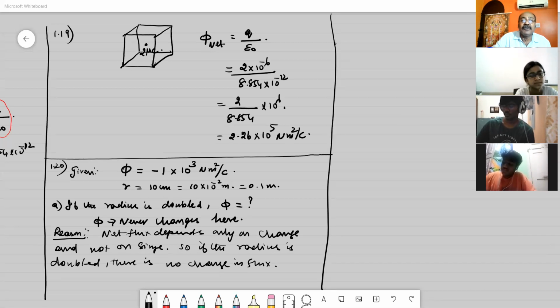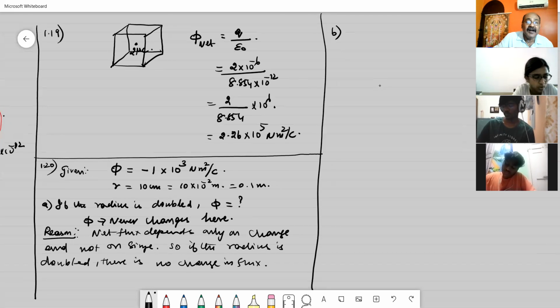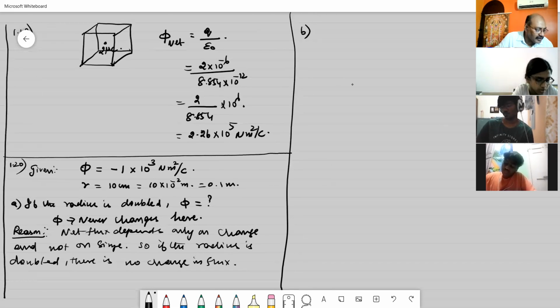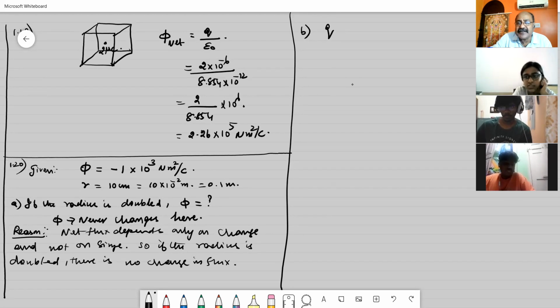Okay. What about option B, the second subdivision? It is asked, what is the value of the point charge? So you are asked to calculate the value of the point charge. See, we know the flux phi is equal to Q divided by epsilon 0. So the charge Q is equal to phi into epsilon 0.